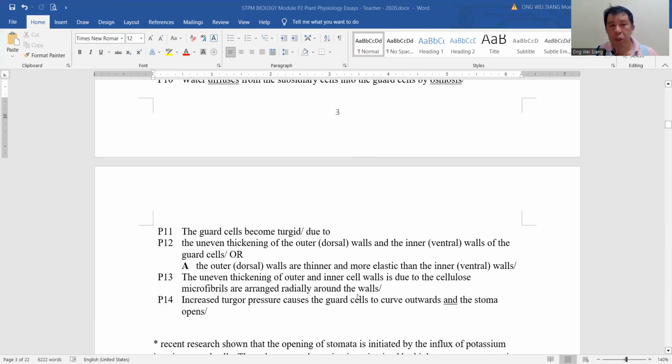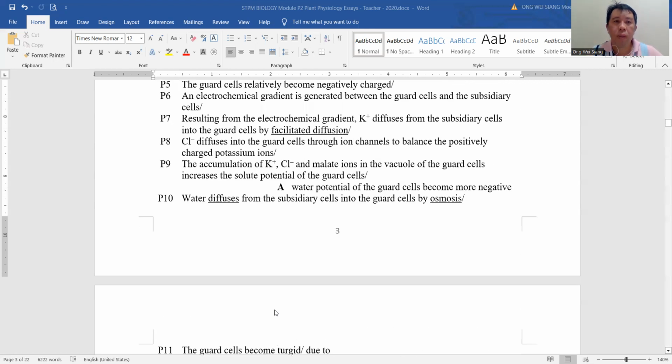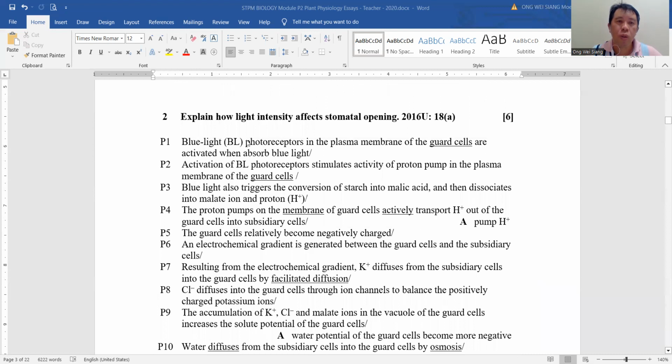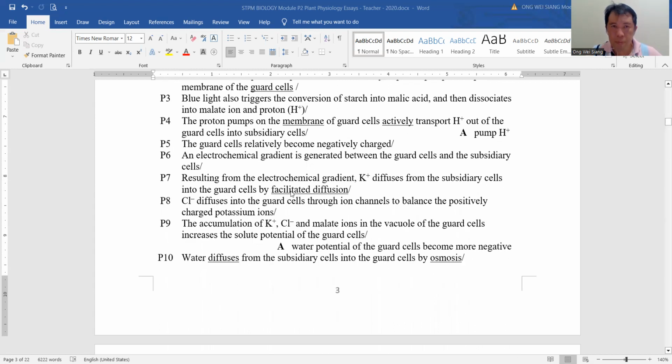So when the guard cell becomes turgid, again like we follow the first question, due to the uneven thickening of the outer and inner cell wall, which is due to the cellulose microfibrils being arranged radially around the wall, the increased turgor pressure causes the guard cells to curve, or bend outwards, and the stomata opens. So this is the mechanism of how the light intensity, actually referring to the blue light only, affects the stomata opening.